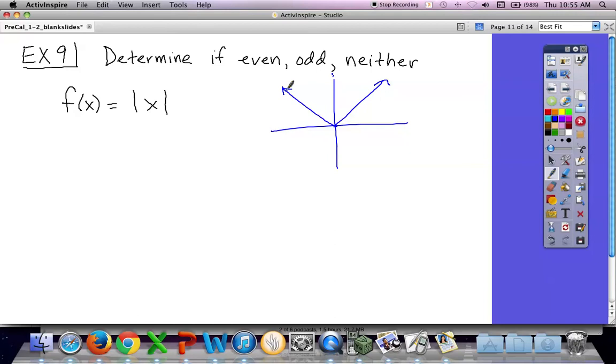Now, I can do the test. The test is find f of negative x. F of negative x equals absolute value of negative x, right? But when you take the absolute value, it's going to flip the sign to positive anyway, right? So that is equal to the absolute value of x. So it doesn't matter if you take f of x or if you take f of negative x, you get to the same place. Right? So that's in terms of like testing with algebra. This is testing by looking at a graph.